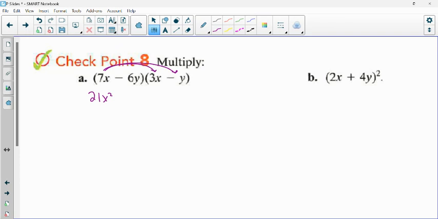What would 7x times negative 1y be? Logan, what do you think? 7x times negative y. Oh, negative 7x. Yes. And then I do my inner parts. Negative 6y times 3x. Negative 6 times 3 is negative 18, and then xy. And then negative 6y times negative y will be positive 6y squared.